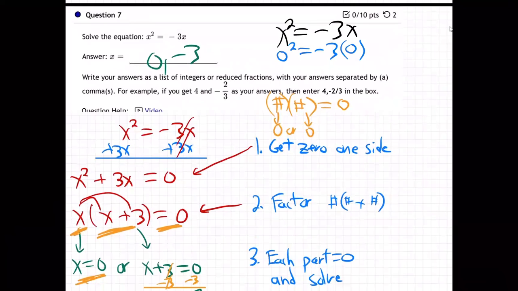That's true. And then how about if instead I put in the other number? What about the -3? Does that work? If I plug in right here, -3 squared, does that equal -3 times -3? Well, of course it does. 9 equals 9. See how those really are the 2 answers, 0 and -3, that make the equation true? And so there we go.